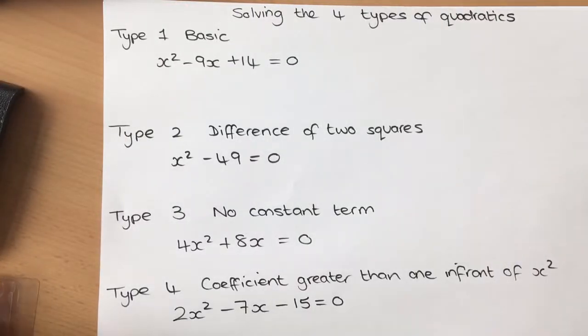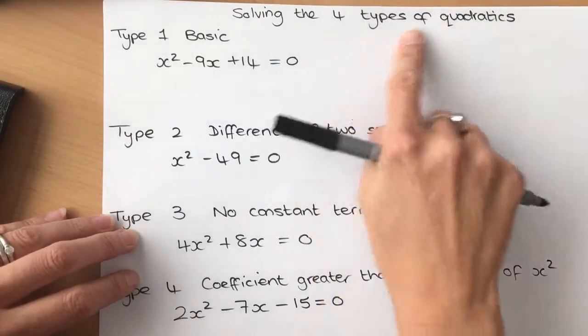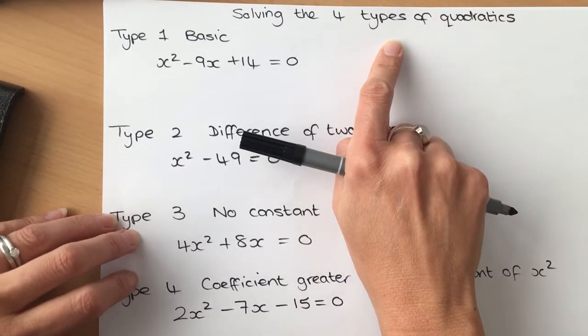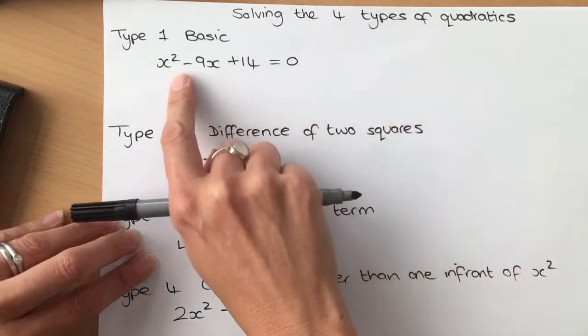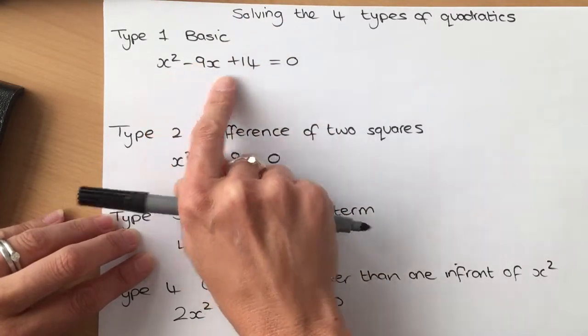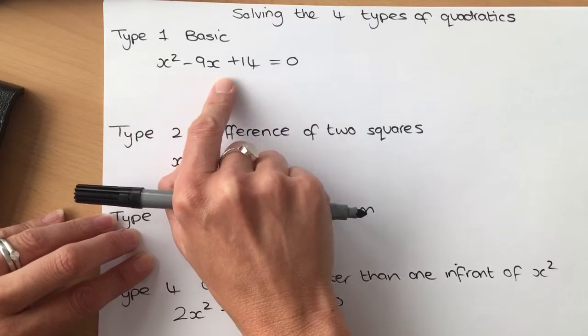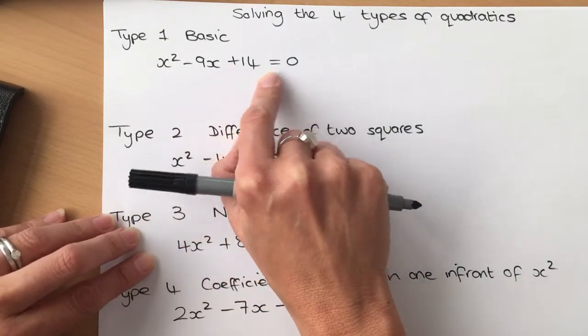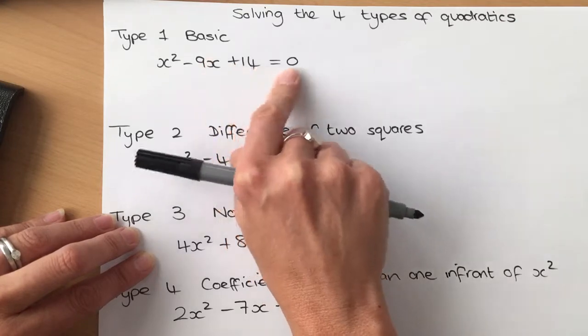We are going to look at how to solve the 4 types of quadratics. In my previous videos, we've looked at how to factorize them. This time we're going to look at how to solve them. If we have this quadratic, x squared minus 9x plus 14, and we want to solve it, we have to put it equal to 0, okay?